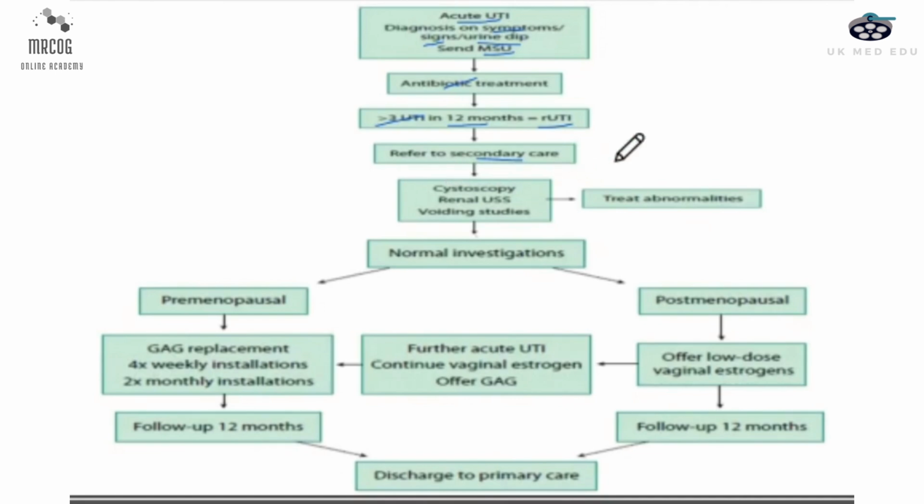So, in secondary care, the goal is to rule out any underlying structural or functional issues. So, we perform cystoscopy, renal ultrasound, and voiding studies. Cystoscopy to look inside the bladder, renal ultrasound to assess the kidneys and urinary tract, and voiding studies to understand bladder function. If any abnormalities are found, they must be treated accordingly. For example, a bladder stone or obstruction would need intervention.